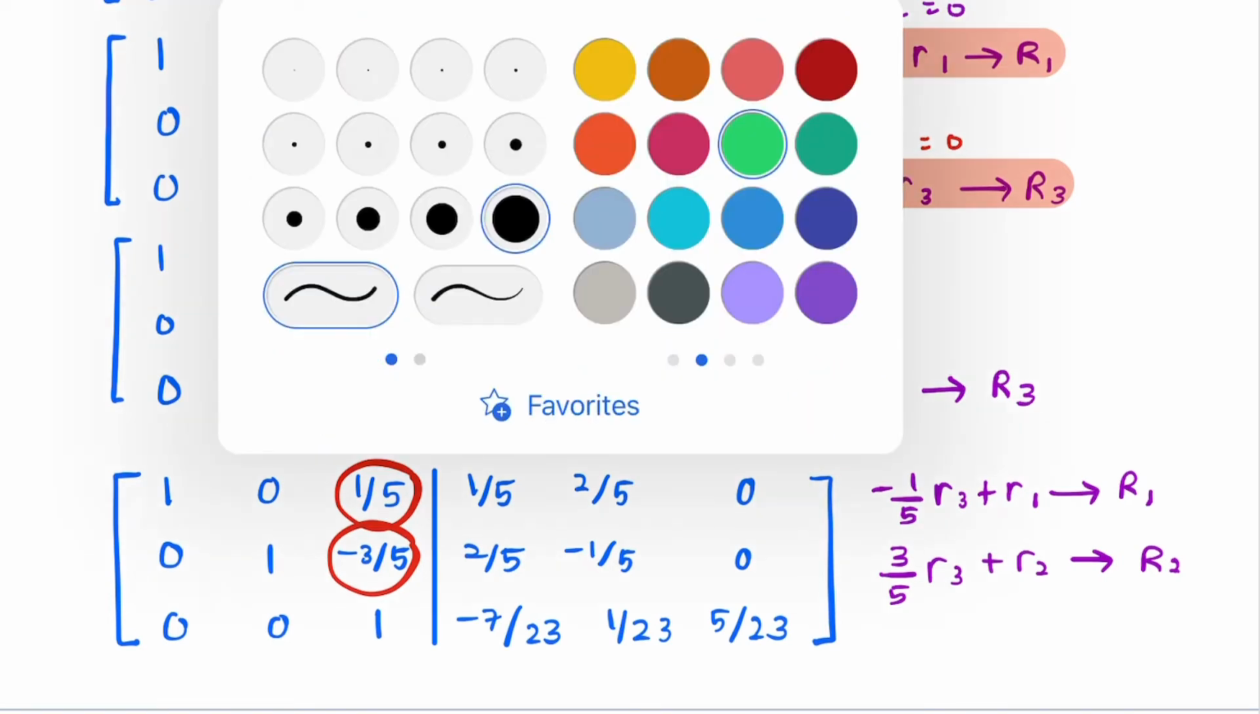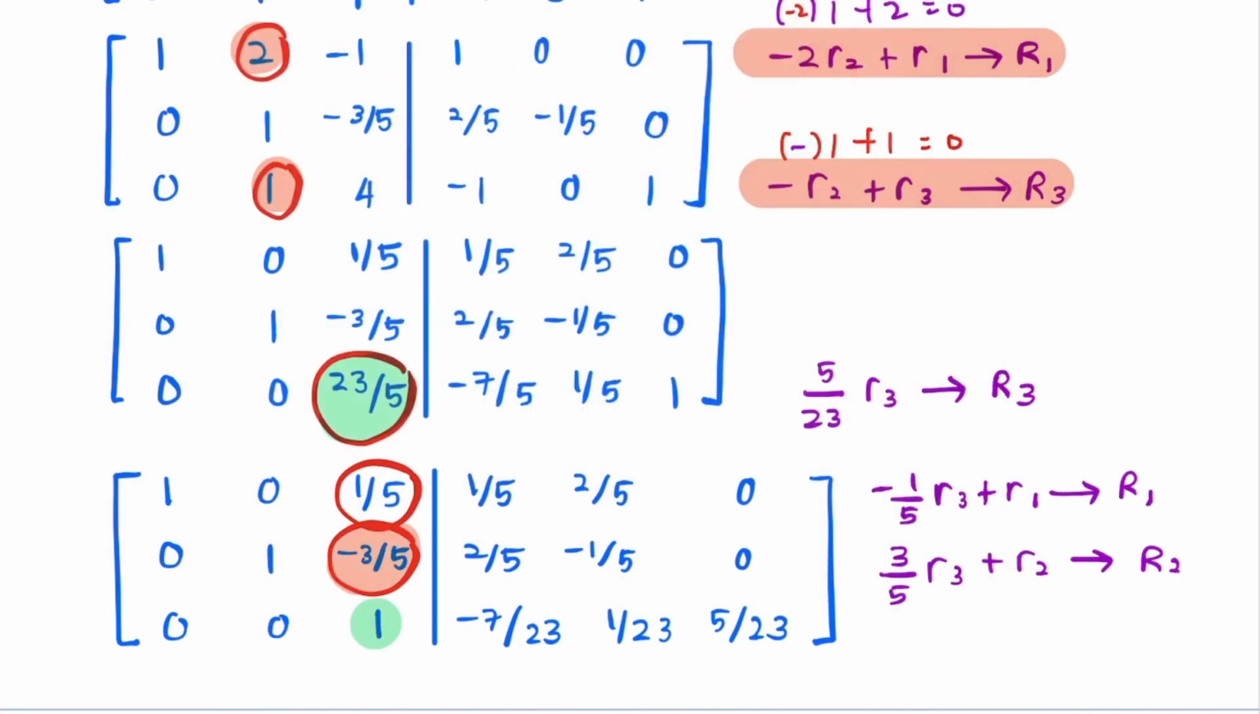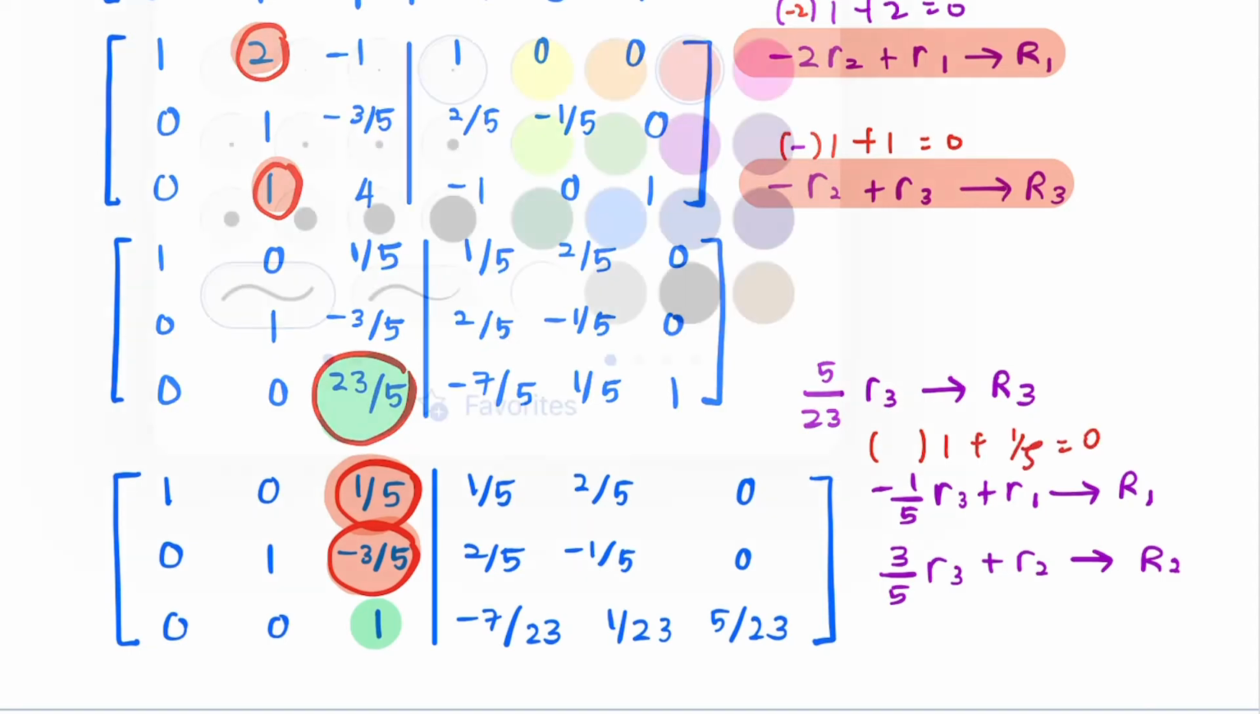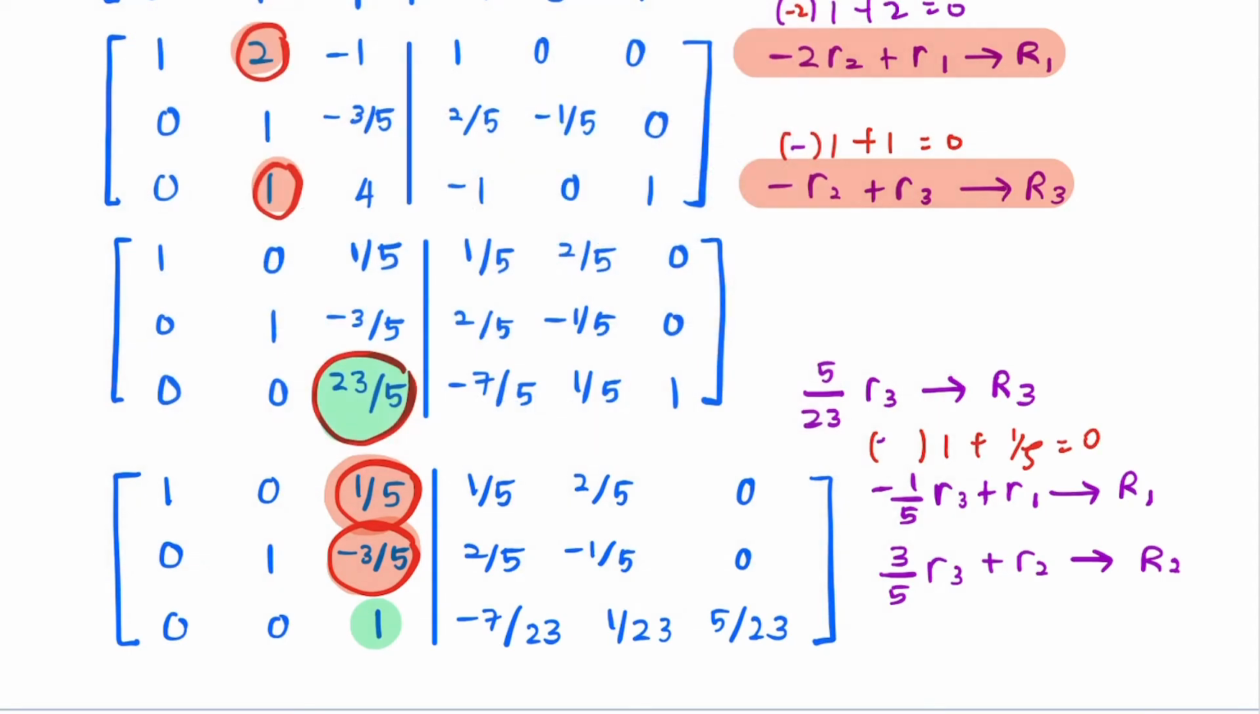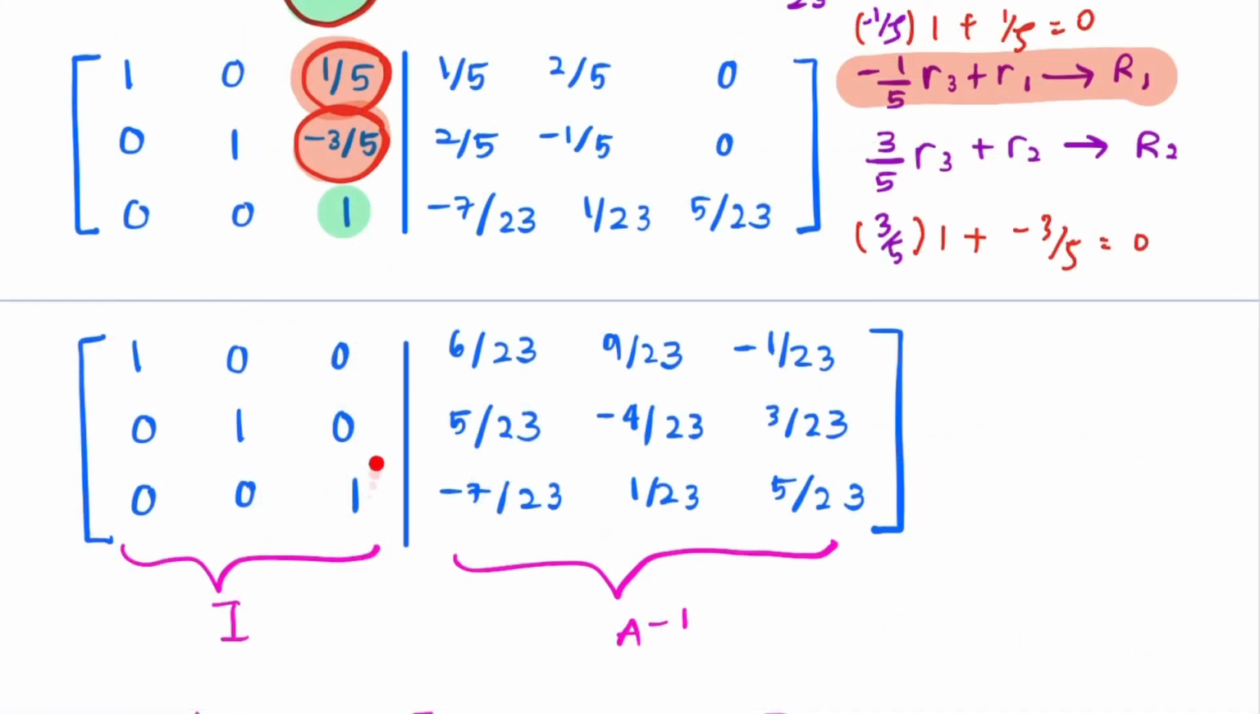And then since this is already 1, we want to use this 1 to make this entry 0 and this entry 0. So let's write here what should we multiply to 1. When you plus 1 over 5, you get 0. So the answer here is negative 1 over 5. So this is the RO that we get. So what should we multiply to 1? When you plus negative 3 over 5, you get 0. So the answer here is 3 over 5. Now this is reduced echelon form already.